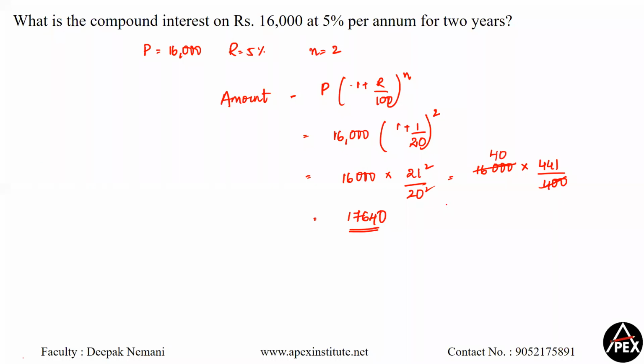So what is this 17,640? Is it compound interest? No. This is the amount that we will be receiving after 2 years. So to find the compound interest part, you need to subtract principal from this amount. So 1640. Out of the 17,640 that you will receive at the end of 2 years, 16,000 is the principal and the remaining 1640 is nothing but the compound interest. Clear, guys? Don't forget this part. Quick responses. So moving ahead.